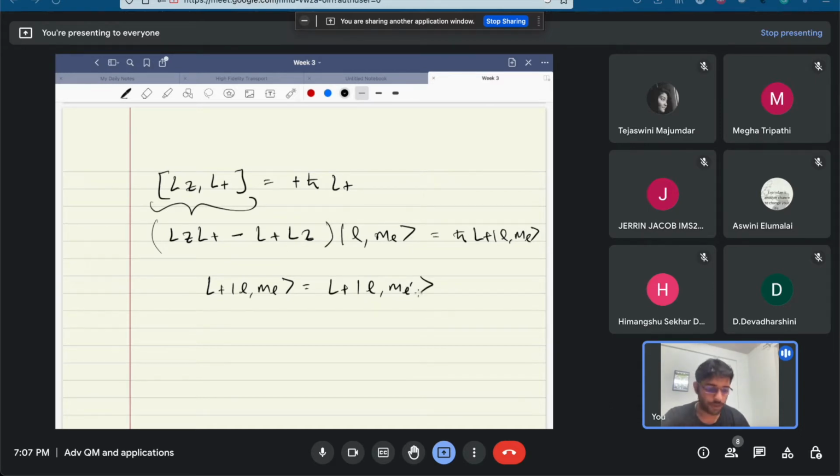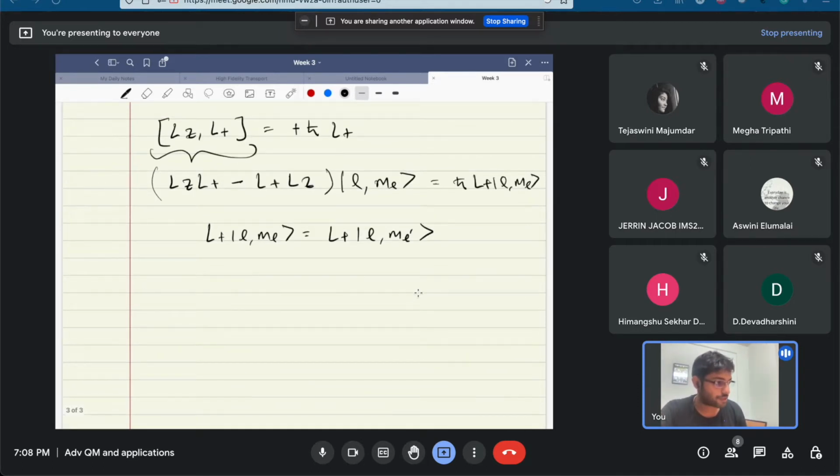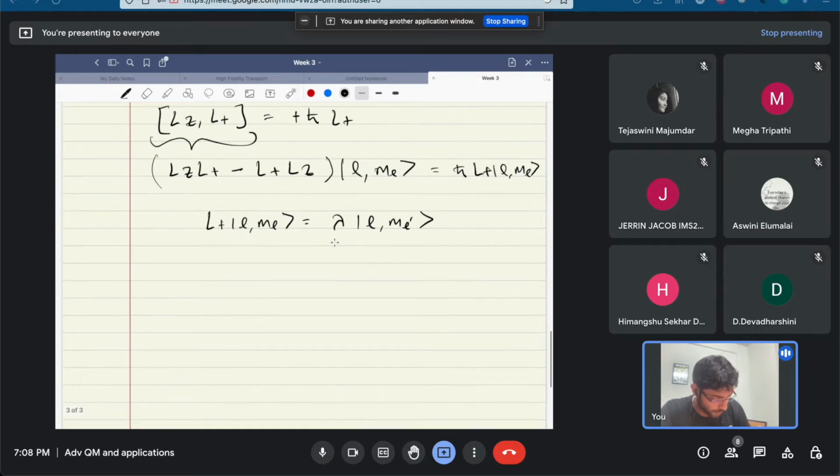Okay, it's ML prime, some other state, but we don't really know which exact state it is. So what we are essentially going to do here is assume that this is some eigenvalue lambda that we are going to consider. That is the eigenvalue for this L, ML prime state.